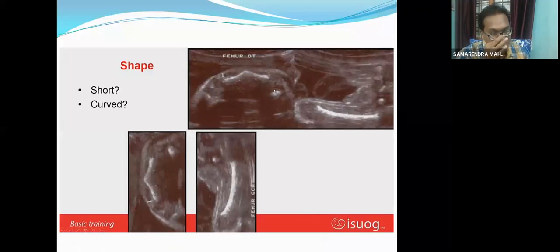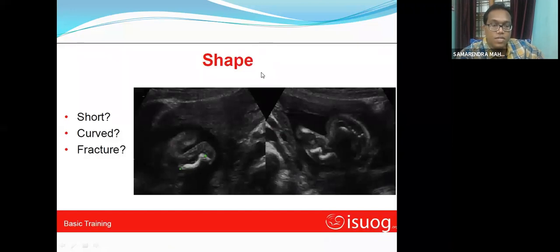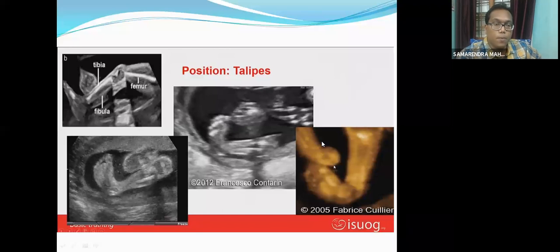Now coming to the shape. In shape, we can observe whether it is short or curved. The upper image showing a grayscale image, the left one a curved femur, and the right image showing a straight femur. Now, whenever we are seeing curving, we should search for any kind of fracture. The left grayscale image is showing it is short and curved, and the right image showing short, curved, and a fracture is also there.